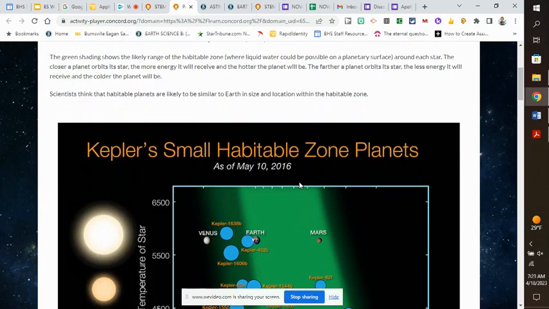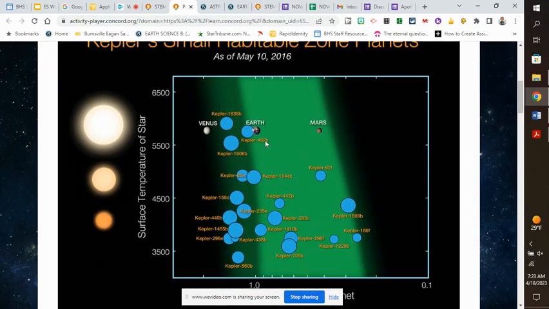The green shading shows the likely range of the habitable zone where liquid water could be possible on a planetary surface around each star. The closer a planet orbits its star, the more energy it will receive and the hotter the planet will be. The farther a planet orbits its star, the less energy it will receive and the colder the planet will be. Scientists think that habitable planets are likely to be similar to Earth in size and location within the habitable zone. So here's Earth. You can see it's within this green habitable zone.